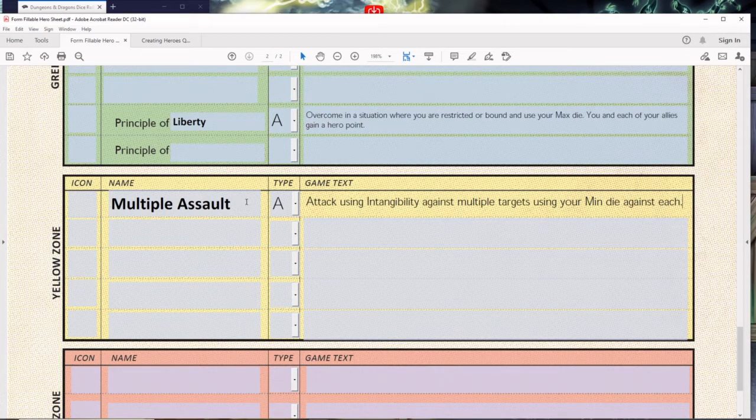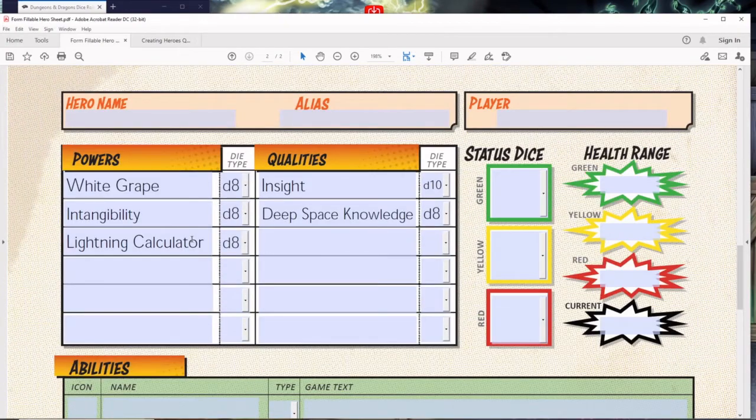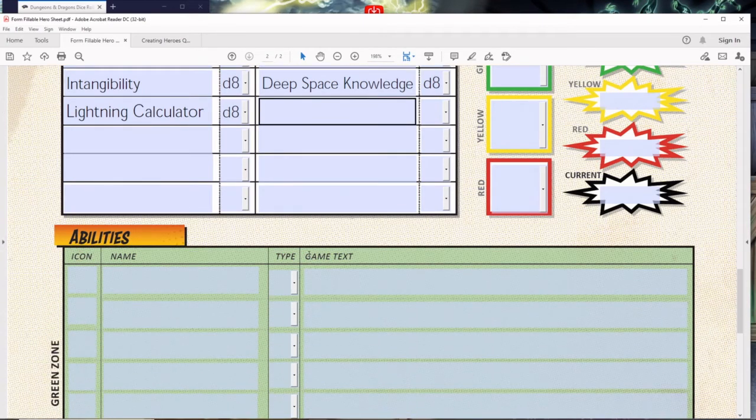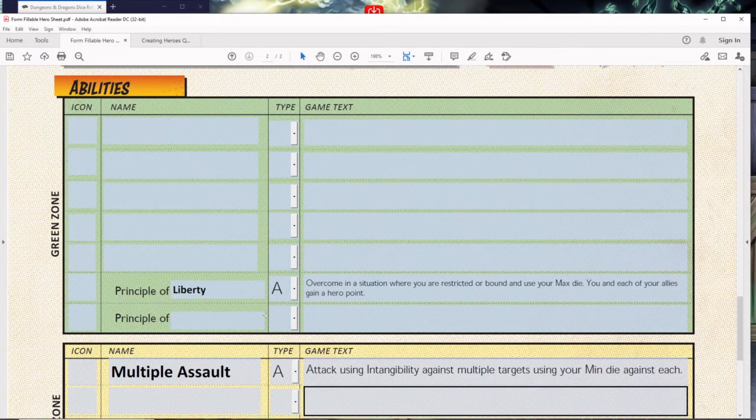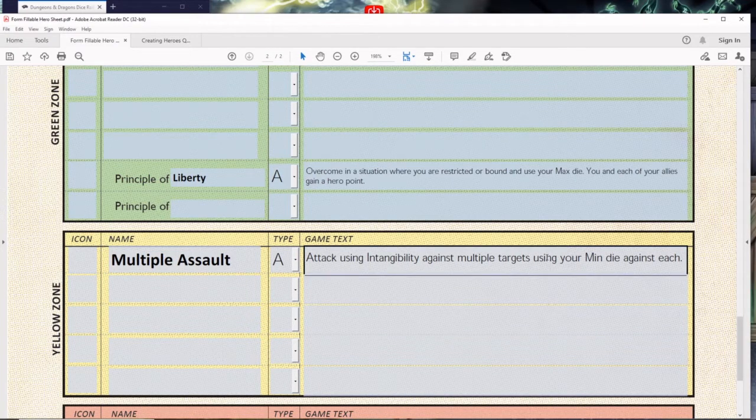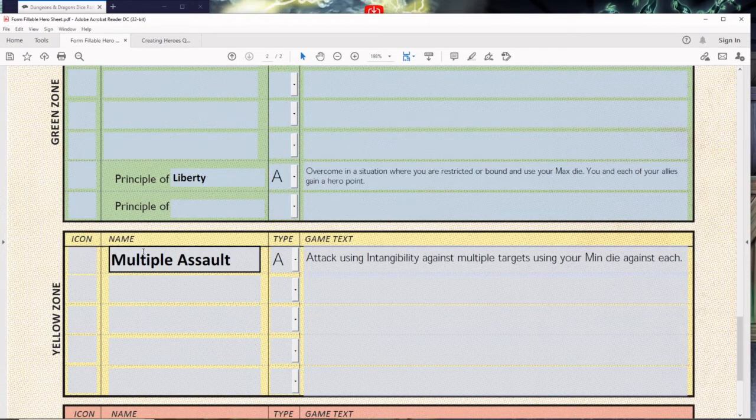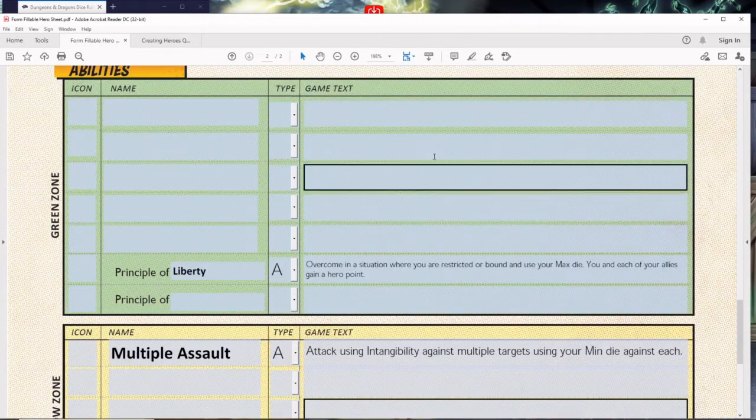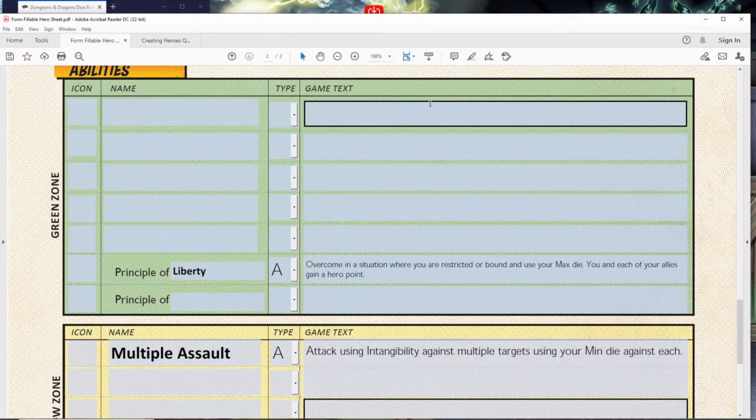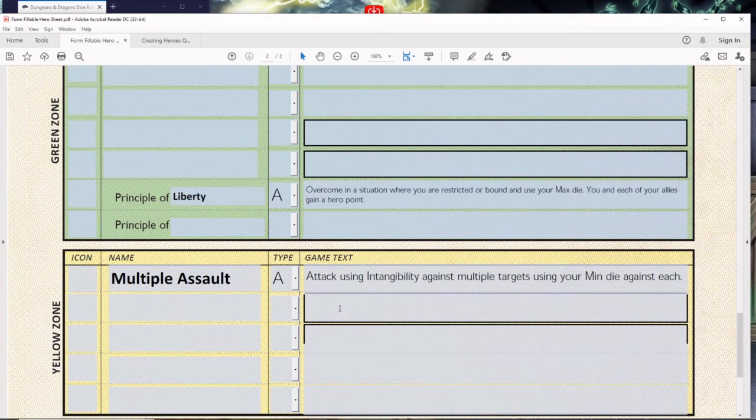What they mean by max die, min die, and mid die is that when you make any action, you choose one power, one quality, and then you add wherever your status dice happens to be. And if you're just doing a basic action, you're always going to use your mid die. If you're going to use one of these abilities, you might use your min die but affect multiple targets, or you might do your mid die against one target but your min die against another, or some other such thing.